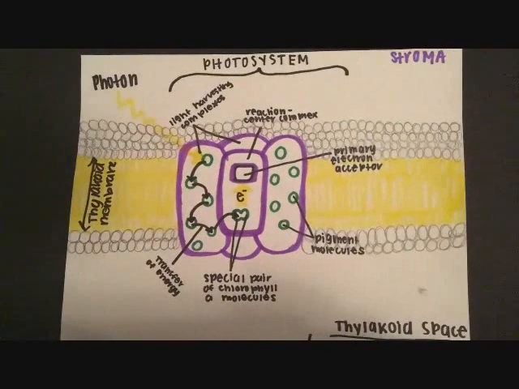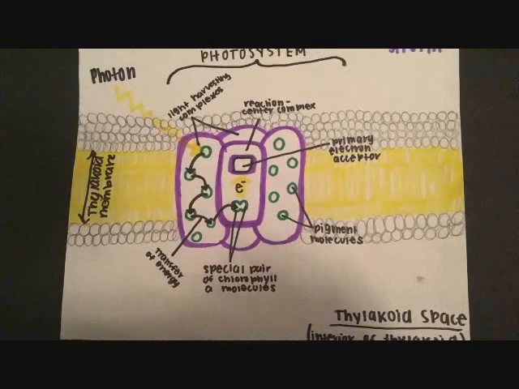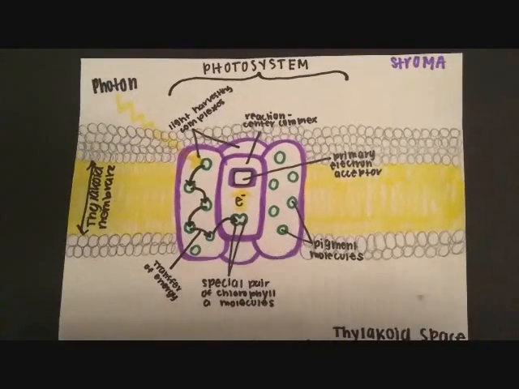This diagram shows how a photosystem harvests light. When a photon strikes a pigment molecule in a light harvesting complex, the energy is passed from molecule to molecule until it reaches the reaction center complex. Here, an excited electron from a special pair of chlorophyll A molecules is transferred to the primary electron acceptor.